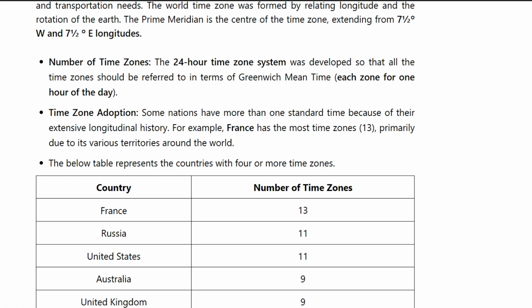Number of time zones. The 24-hour time zone system was developed so that all the time zones should be referred to in terms of Greenwich Mean Time, each zone covering 1 hour of the day. Time zone adoption. Some nations have more than one standard time because of their extensive longitudinal spread. For example, France has the most time zones, 13, primarily due to its various territories around the world.